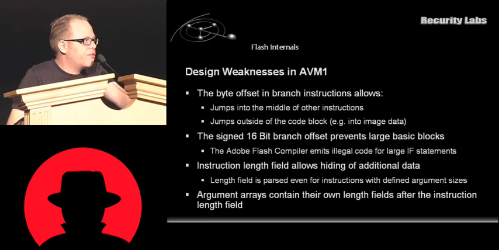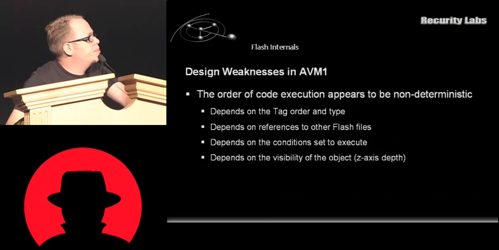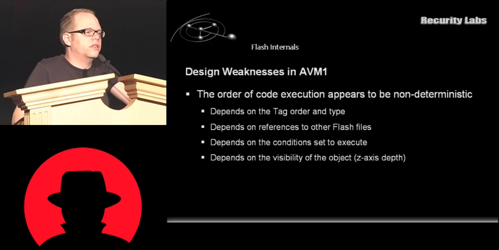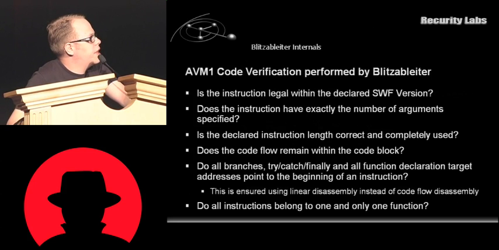The instruction length field allows hiding of additional data. Obviously, you can set a longer field than you actually need for the instruction, and then hide some data there. And there are argument arrays that you can do the same thing with. The order of code execution is extremely non-deterministic. It depends on the order of the tags and their type, on references, on some conditions to execute, like clipping, and on the visibility of objects. It's pretty weird.